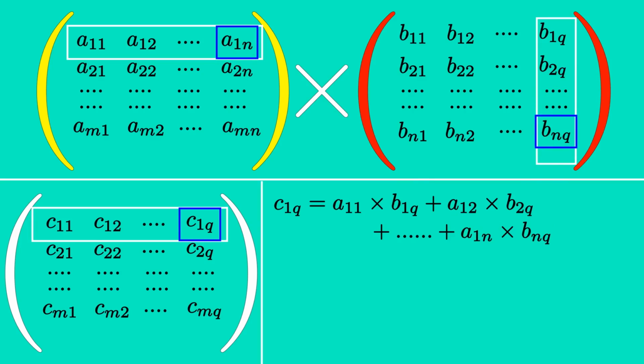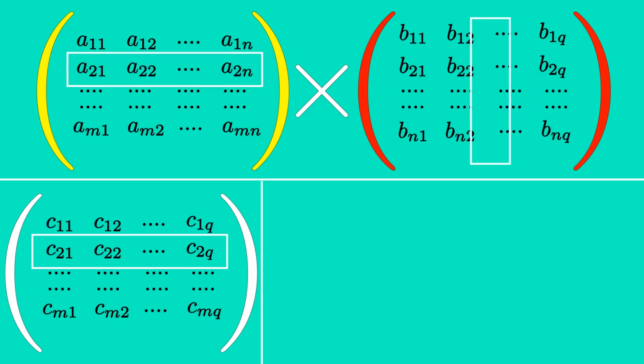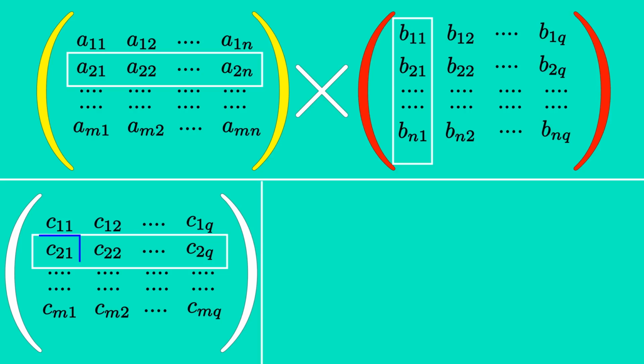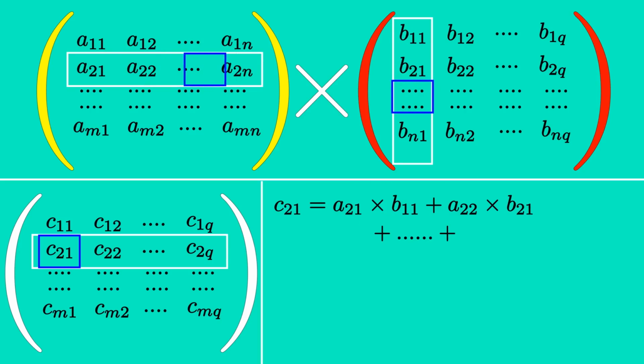Now we have to find the elements of the next row of C. For this, move the rectangle of A to the next row and the rectangle of B to the first column. So for the first term C21, we have to multiply the first term of this row with the first term of this column plus the second term of this row multiplied with the second term of this column. Do the process accordingly, and the last term would be the last term of this row multiplied with the last term of this column. So repeat the same thing for all the elements.